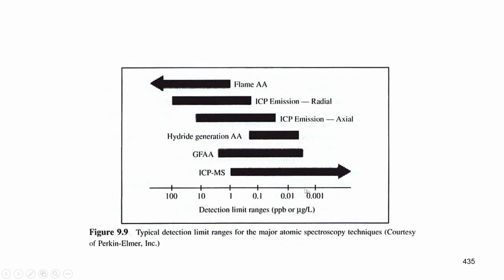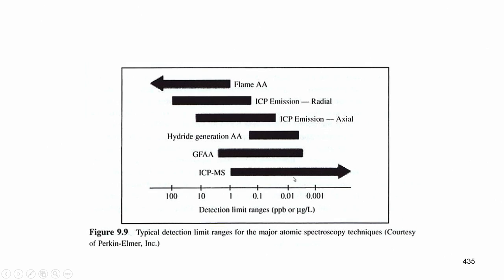For graphite furnace, it goes still further. It is about 0.001 ppb, that is almost 1 ppt, and then the maximum range of detection for the worst element would be somewhere between 1 to 10 ppb, approximately 5 ppb. For ICP-MS, the limit goes still lower, with a range from 1 ppb to 0.0001 ppb or something like that.